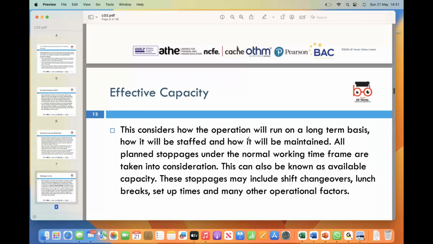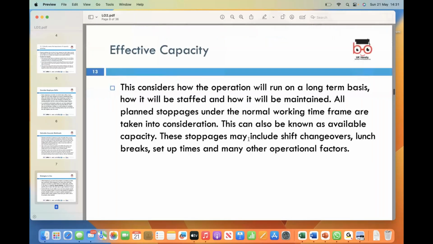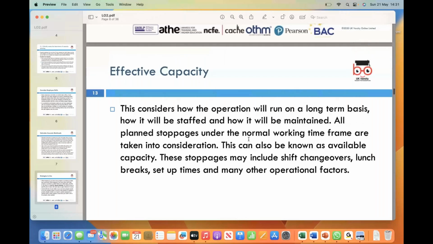During shift changeovers, for instance, there is a brief period when one group of workers finishes their shift and another group takes over. This transition time is necessary to ensure a smooth handover, but it also means that production is temporarily halted. Similarly, lunch breaks allow employees to rest and recharge, but they also result in a pause in production. So by accounting for these stoppages, we can assess the available capacity of the operation.